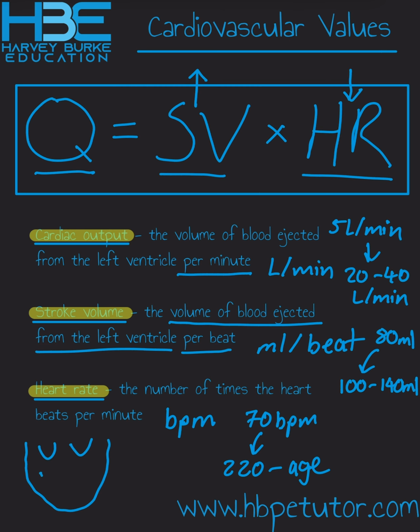So let's say this is the trained athlete's heart. The trained athlete will have a lot more cardiac hypertrophy in the wall of the left ventricle. And that will just mean that their left ventricle is stronger. So when it contracts, it's able to force out more blood per beat, which is stroke volume. And that means that their resting heart rate can be lower.